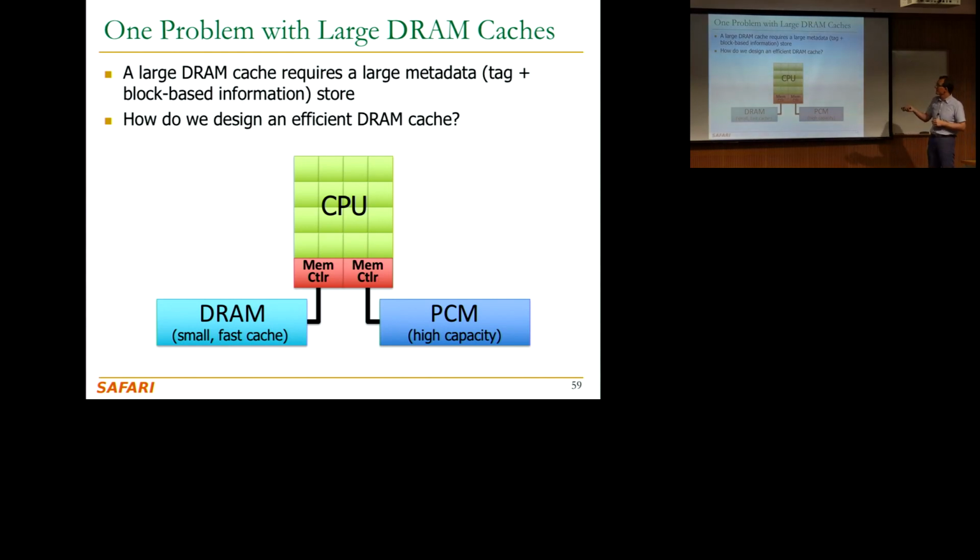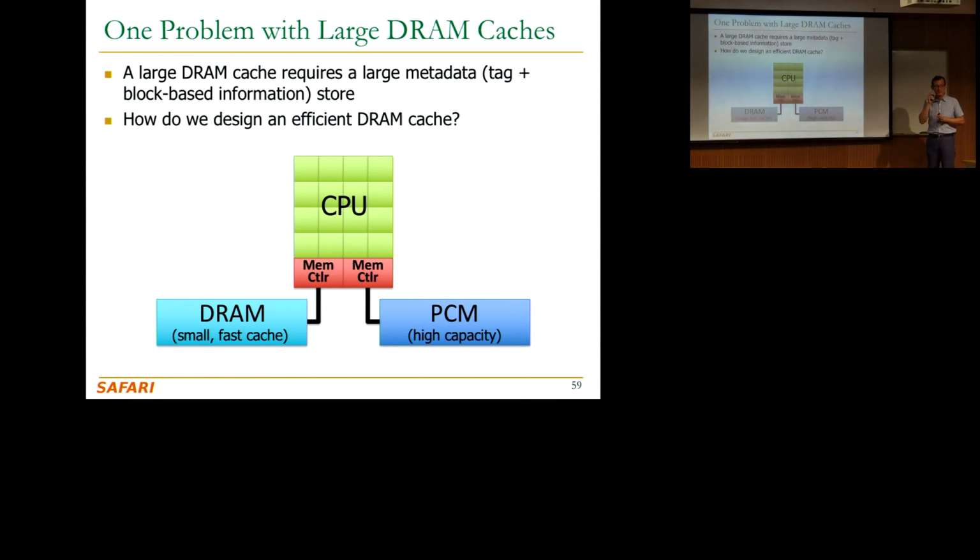So one problem with a large DRAM cache is if your DRAM cache is 4 gigabytes, it requires large metadata. How do you actually reduce that metadata? Where do you put that metadata? So if your DRAM cache is, let's say, 4 gigabytes, and if you're storing information at the granularity of 64 bytes, that's a lot of blocks that you have in that cache, right? I think 4 gigabytes is 2 to the 32.